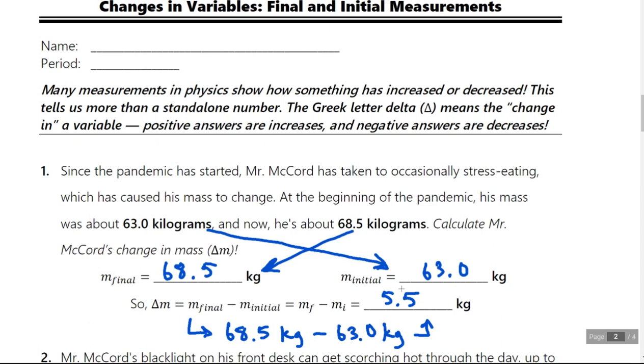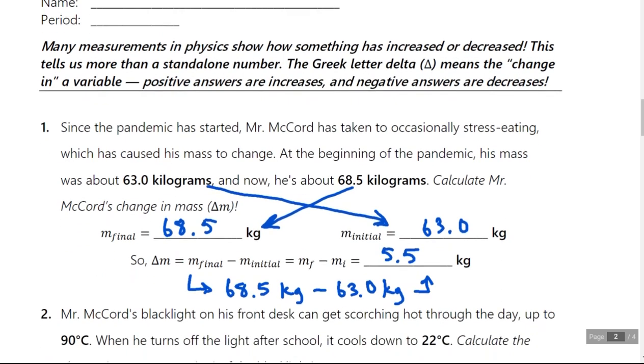It means it's increasing. Since this is going to be consistent with whatever kind of change we calculate, if we get a positive number, it means we've got a positive change, an increase. And if we get a negative number, that means something is decreasing. It means that something's getting smaller or lesser in that measurement. So let's take another example and put that idea to use.